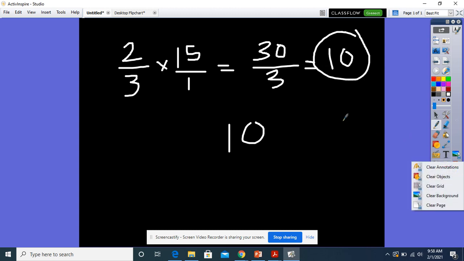It's really important that you guys convert this improper fraction to a whole number or mixed number. This would not be your final answer. You have got to convert it. So let's do another one like that. So let's do 4/5 times 20.